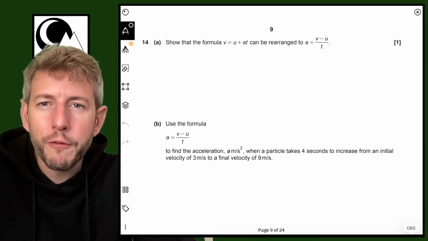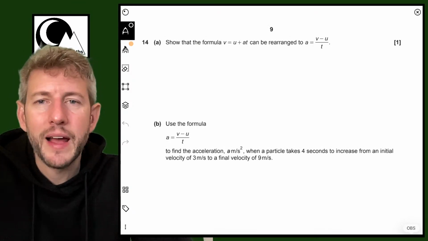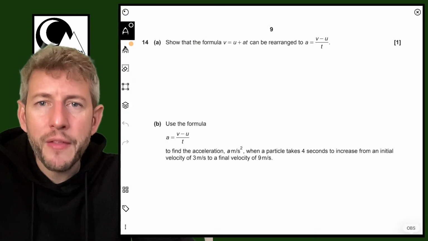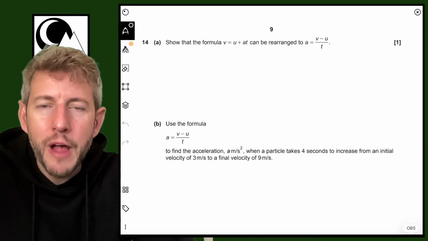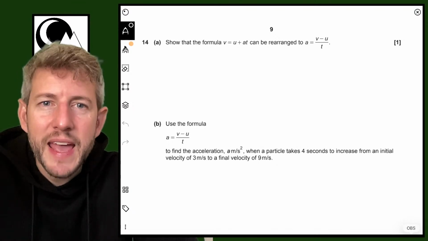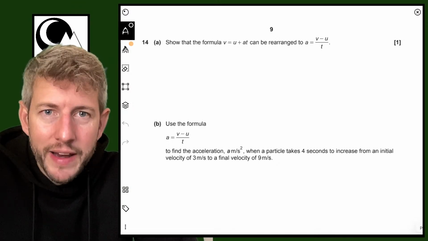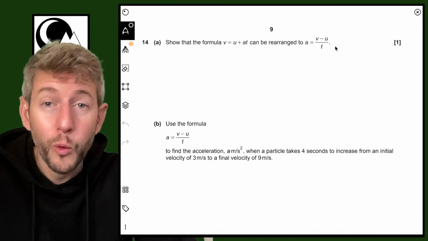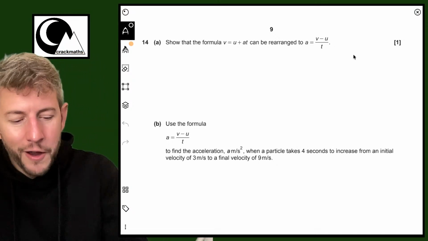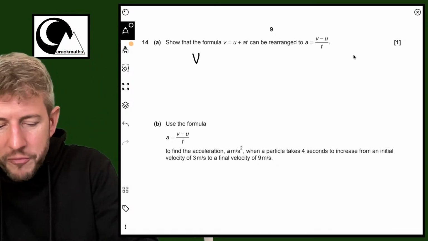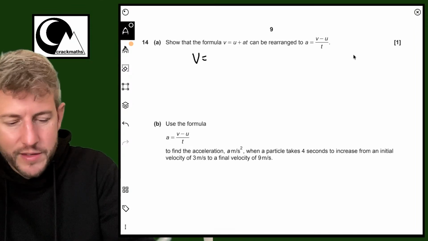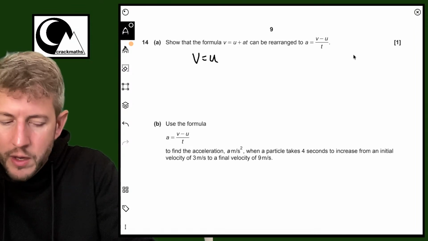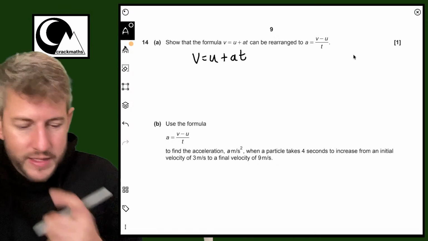So here we go, we've got question 14 here, and it says, show that the formula V equals U plus AT can be rearranged to A equals V minus U all divided by T. Okay, right. So let's start off by writing it down. So we've got V equals U plus AT.